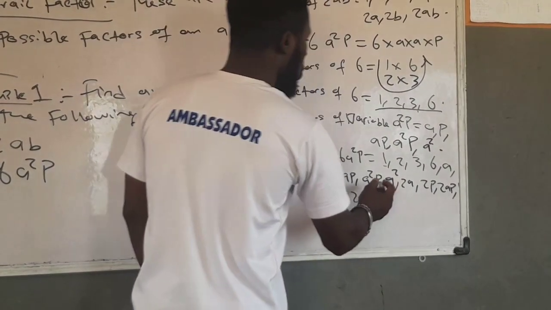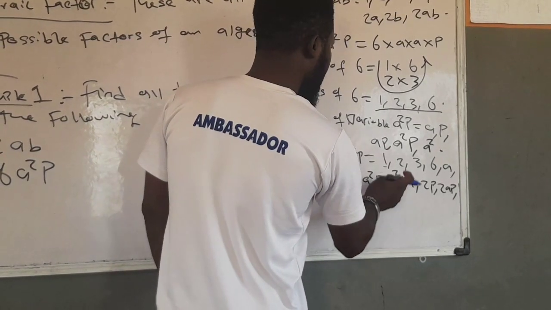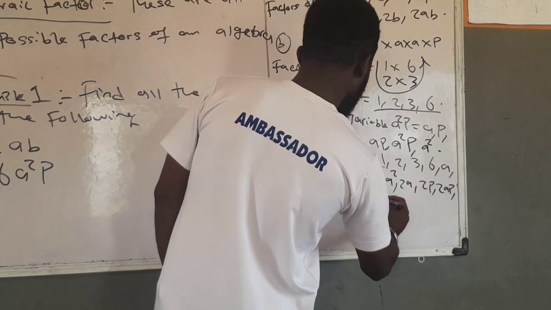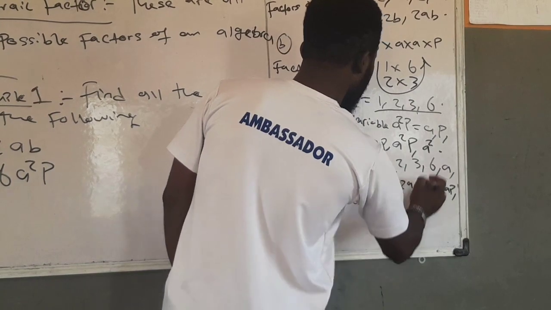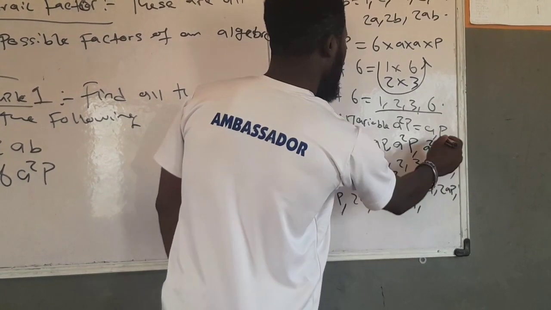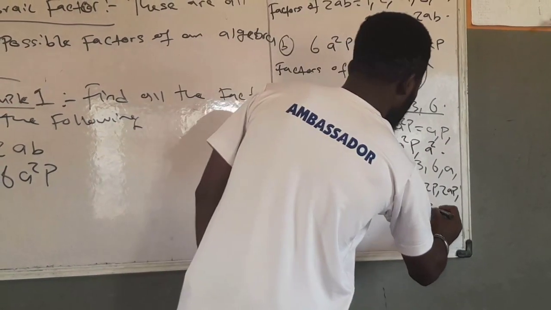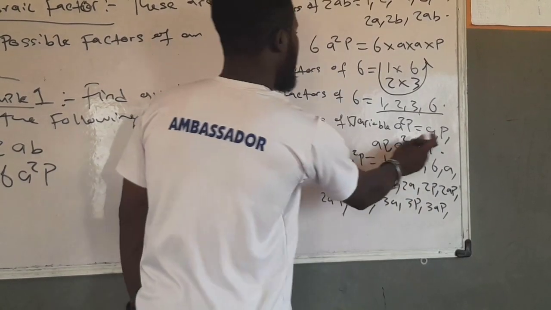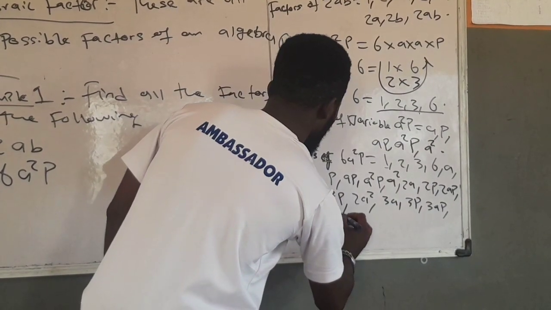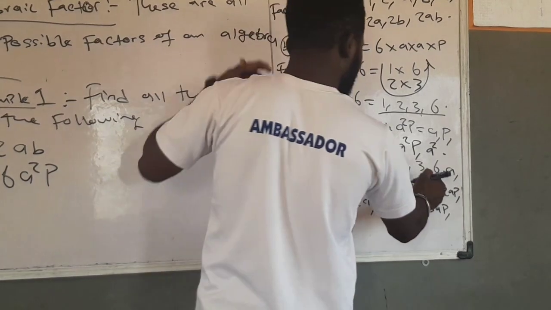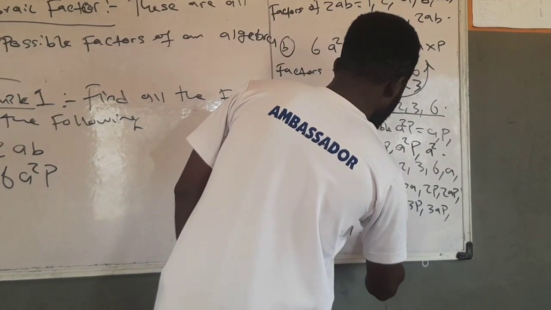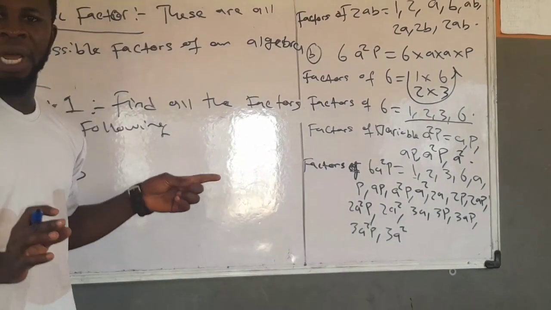3, which will give you 3 times A. You start from A. That's what? 3A. 3 times P, that's what? 3P. 3 times AP, that's what? 3AP. 3 times A squared P, that's what? 3A squared P. Then 3 times A squared, that's what? 3A squared. Are you following the way we are doing it?